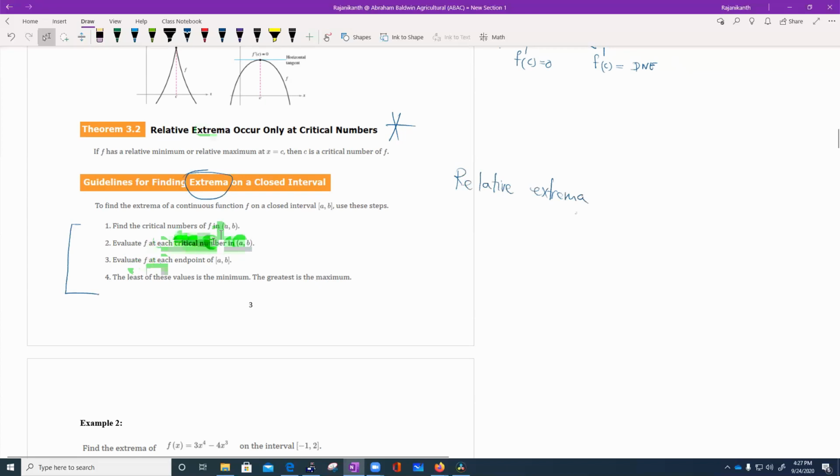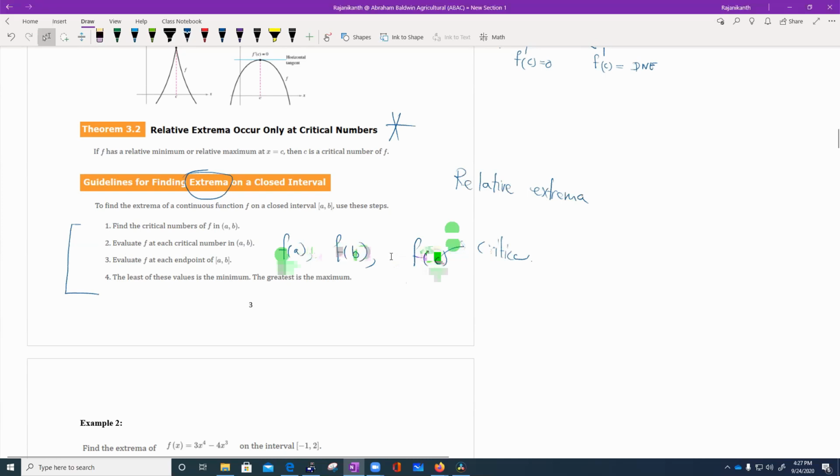After finding those relative extrema, now find the function value at the endpoints, A and B, right? So basically you have to find the function value f of A, the function value f of B, and then the function value at your critical point. So basically you have to find all these values: f of A, f of B, and f of C. Here C is the critical point. You may have more than one point, okay? You may have so many f of C values.